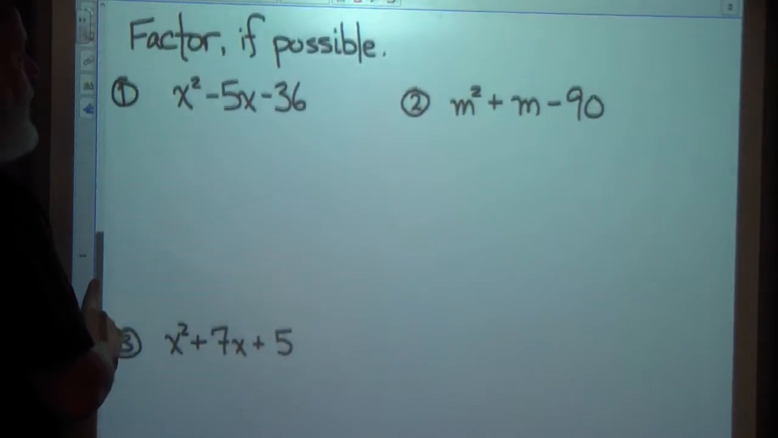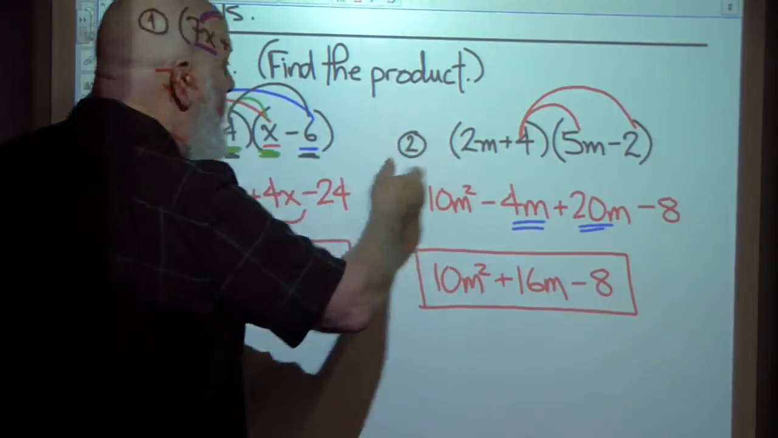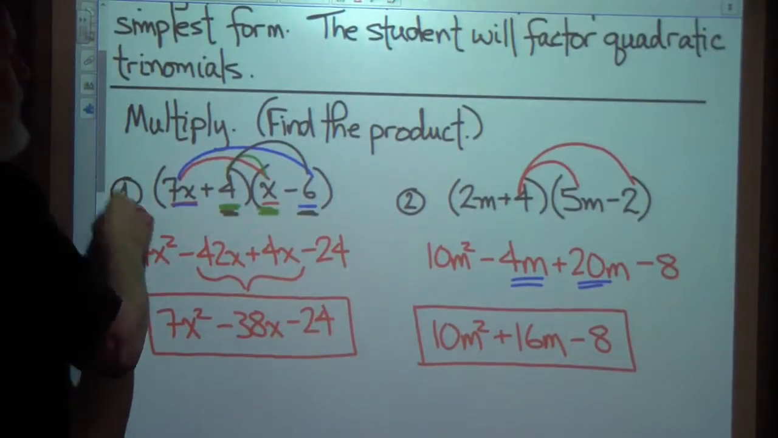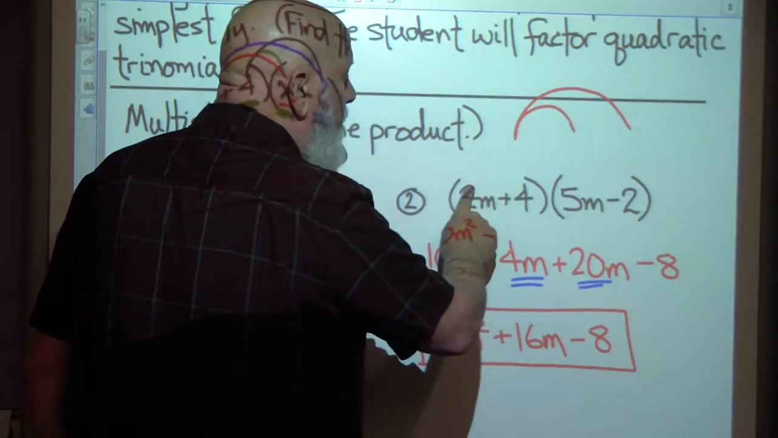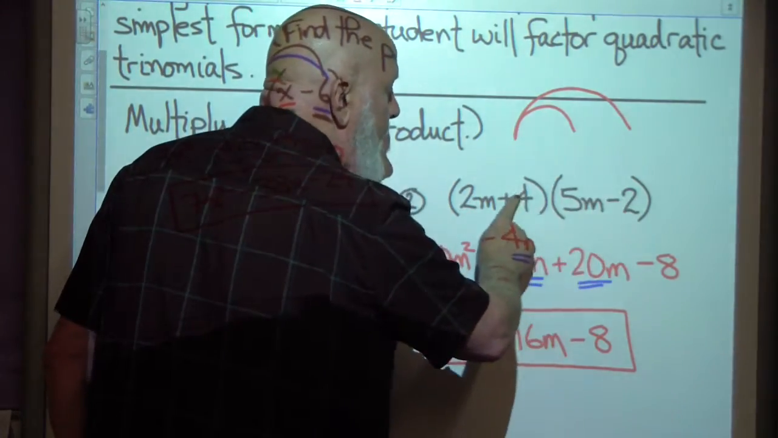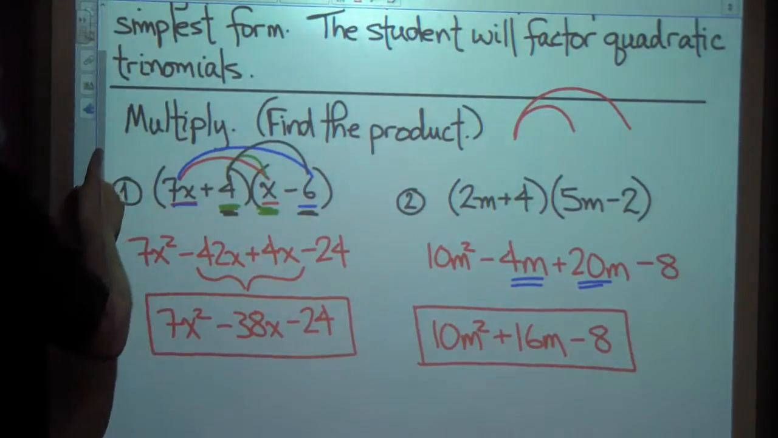There we go. Factor if possible. Okay, well, this is just a little reminder of how to multiply binomials using the FOIL method. Some people think of the FOIL method as the double distributive method. They say, well, I'm going to distribute this one first, and then I'm going to distribute this one. And you get the exact same thing, FOIL.